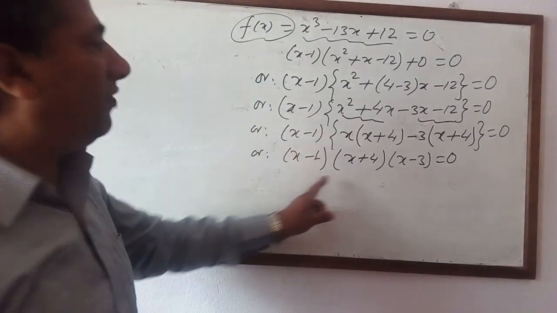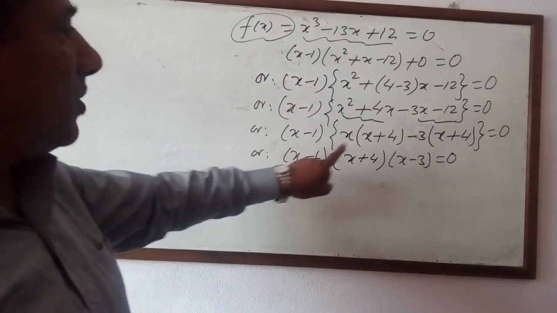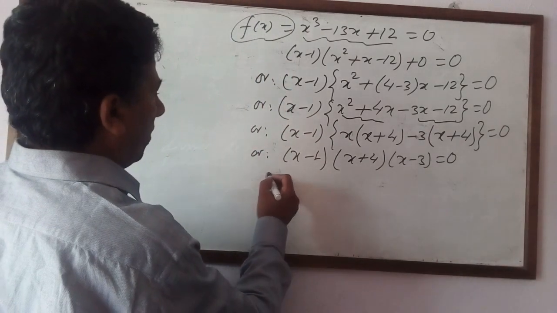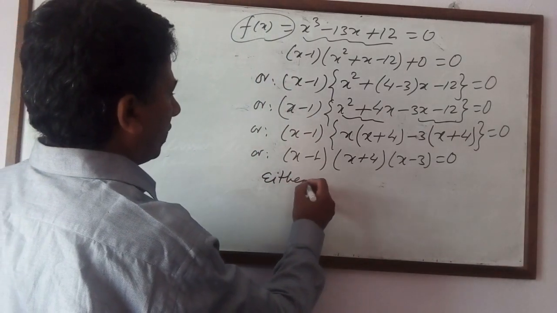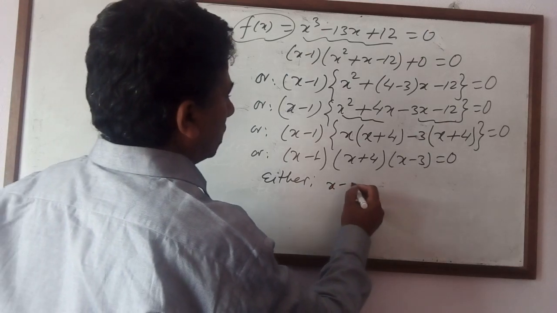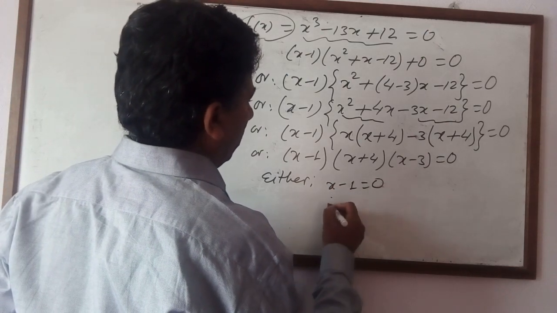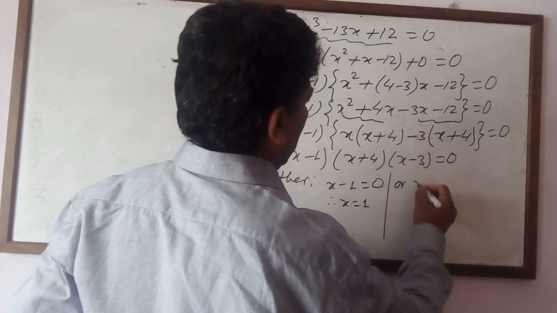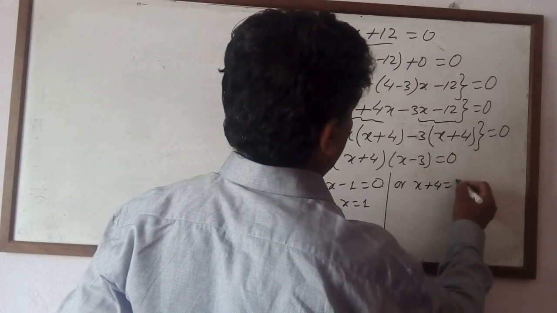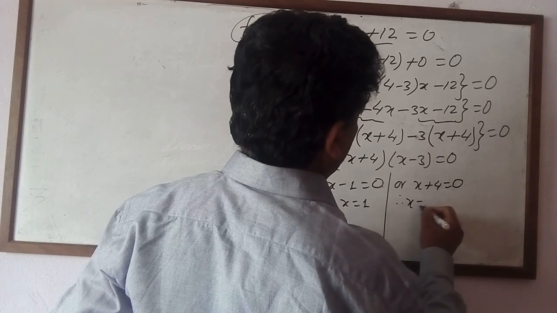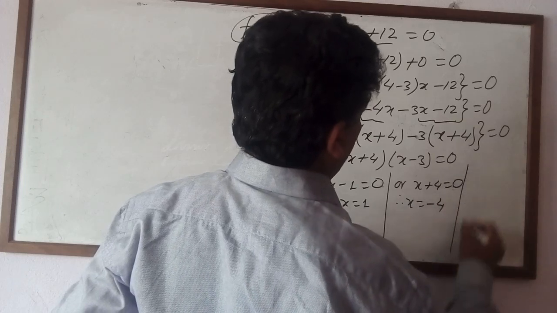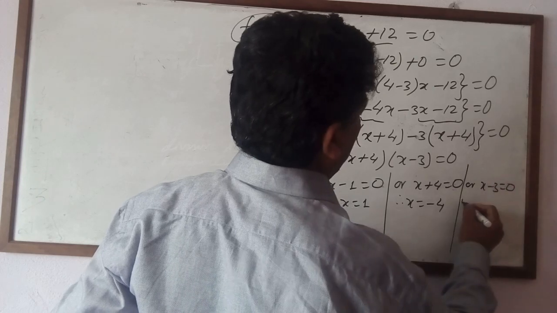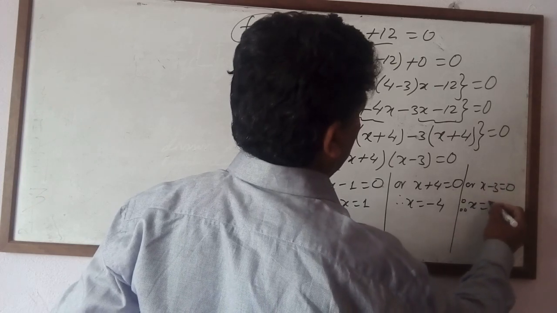Now we found 3 factors: x − 1, x + 4, x − 3. Now again, x − 1 = 0, therefore x = 1. Or x + 4 = 0, therefore x = −4. Or x − 3 = 0, therefore x = 3.